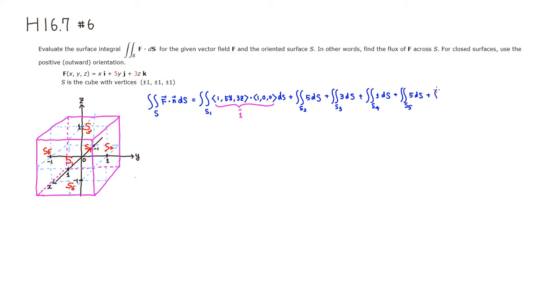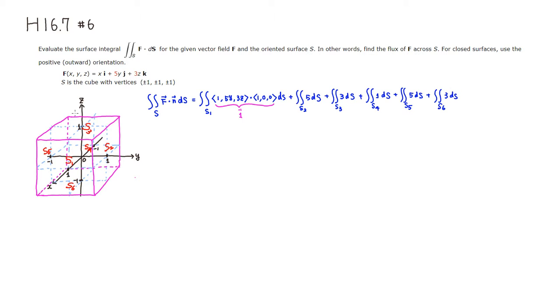All right, last one, S6, which is the bottom one. The outer normal vector is negative k. At this point, the z value is negative 1, so this component is going to be negative 3 times negative 1, which is positive 3 dS.